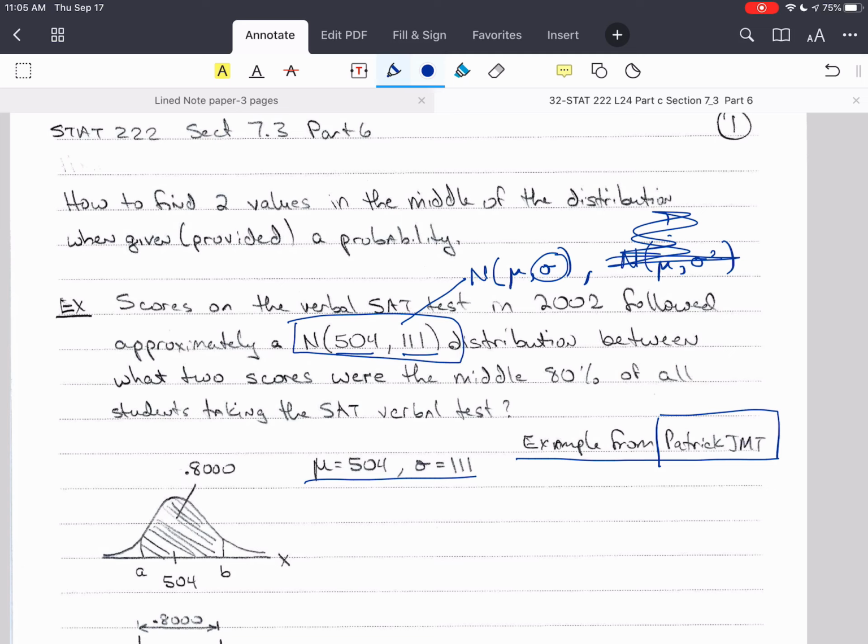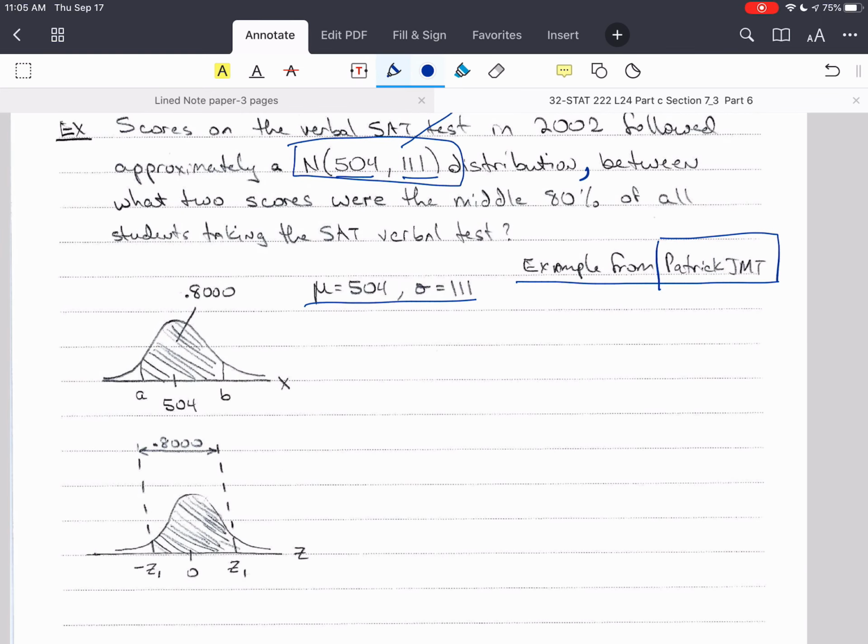Okay, so scores on the verbal SAT in 2002 followed approximately a normal distribution, mean 504, standard deviation 111, and so between what two scores were the middle 80% of all students taking the SAT verbal test? When we're asking questions about percentage and we're saying of all students, by implication, we mean the middle part, unless we say less than or greater than, meaning the top or the bottom. When we say we want to know between what two values are 80% of the students, we mean the center. So I've drawn a picture here for us, two pictures actually, and this is a very good idea to do.